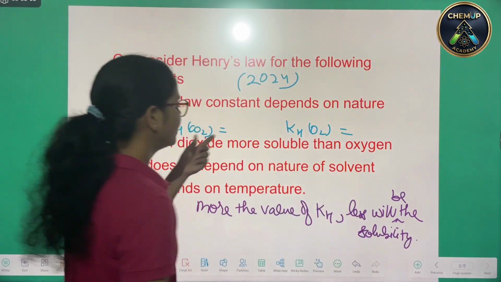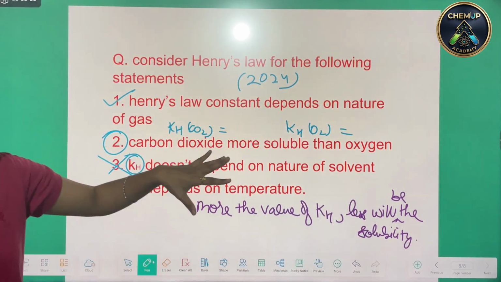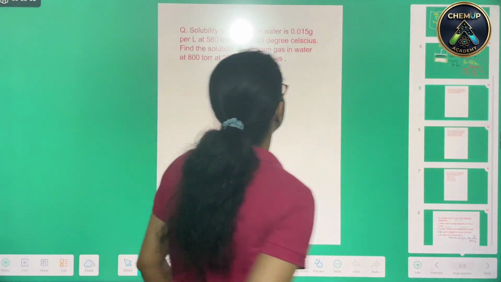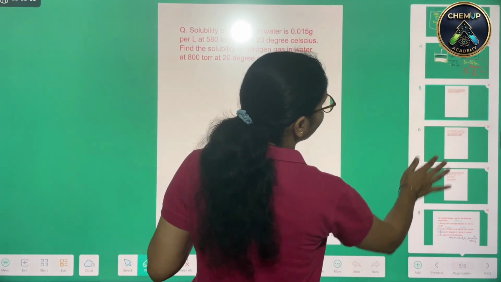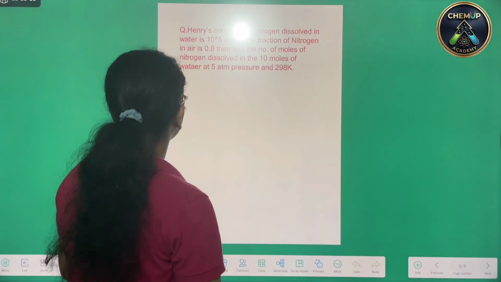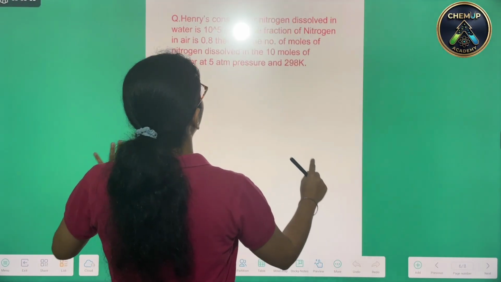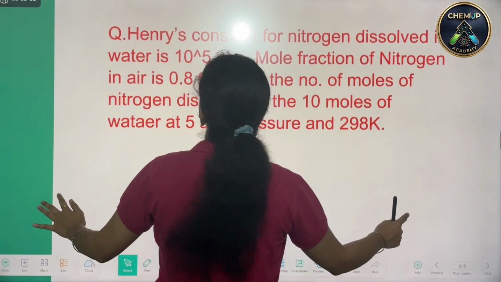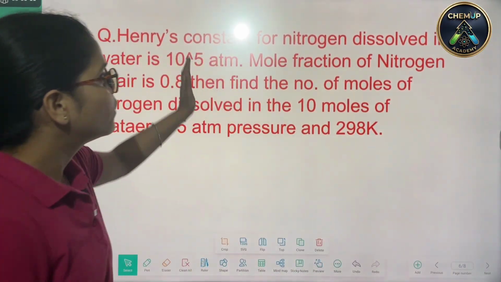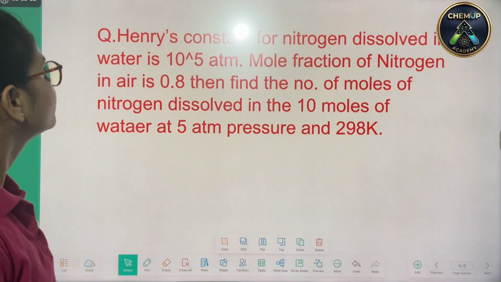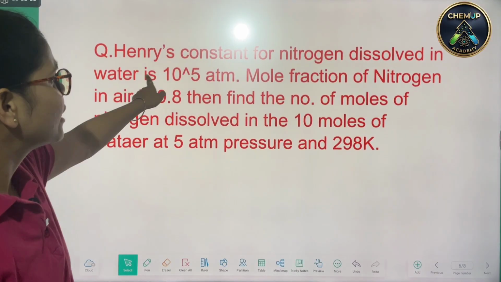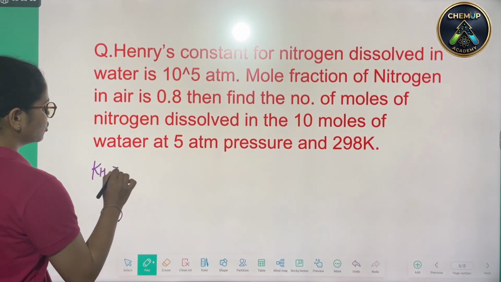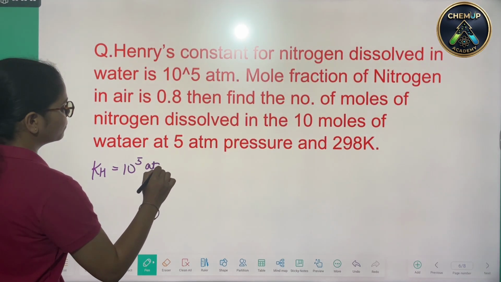So if you compare these two values of KH, you can get to the answer directly. Now, let's solve certain numericals related to this. The question says that Henry's constant for nitrogen dissolved in water is 10 to the power 5 atm. That means we have the value for KH as 10 to the power 5 atm.